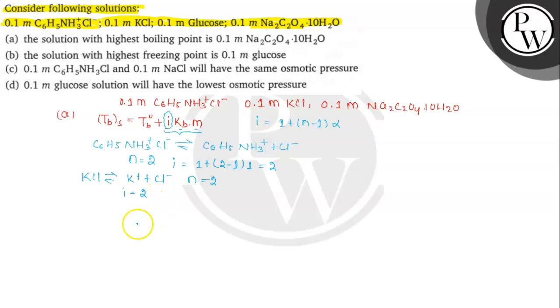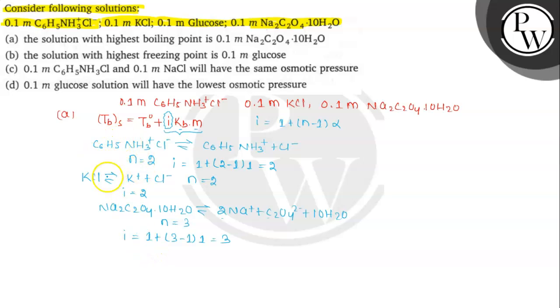Now Na2C2O4·10H2O. When it dissociates, it forms 2Na+, C2O4 2-, plus 10H2O. So here the number of dissociated ions is 3, as water is neutral. That means here the i value will be 1 plus (3 minus 1) into alpha value 1. So it will become 3.